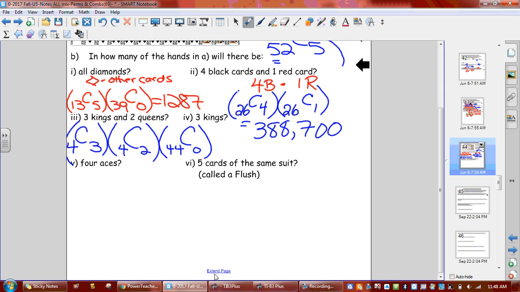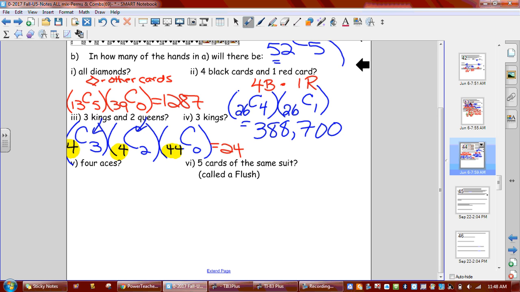Okay, that's for the number 3 here. 3 kings, 2 queens. So we've got our kings here, queens here. Now, what numbers am I looking to add up? You're going to add your N numbers. Your N numbers, remember, have to add to 52 cards. And the R numbers have to add to 5 cards that you're choosing.